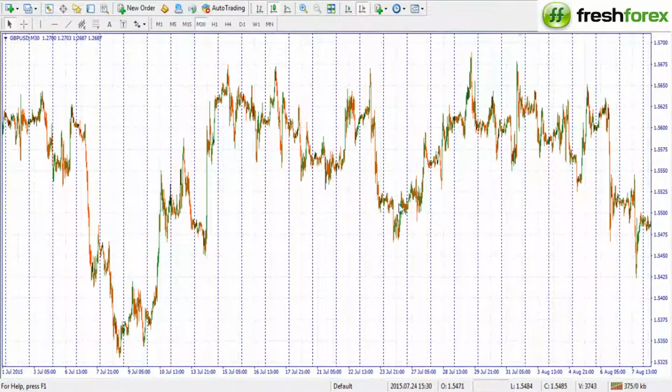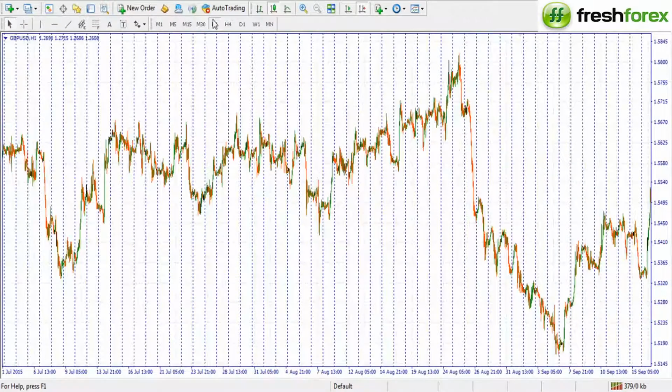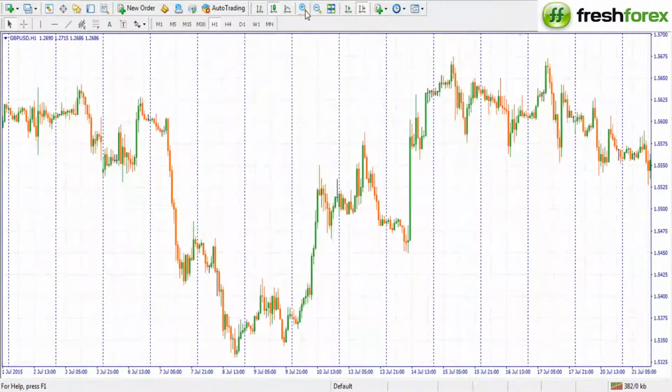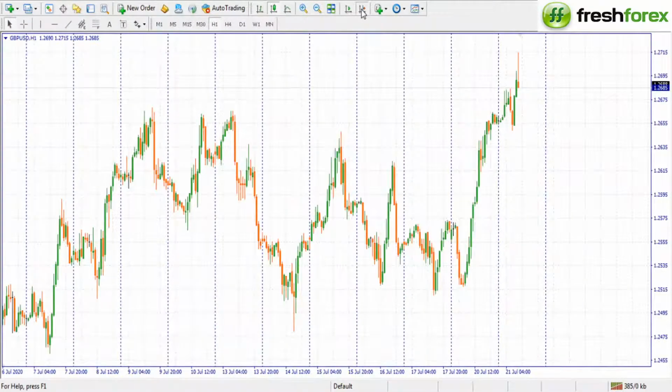We'll start off our analysis with the chart on our screen. GBP USD 1 hour. So this chart is very much bullish. We had a resistance level which the price successfully closed beyond.